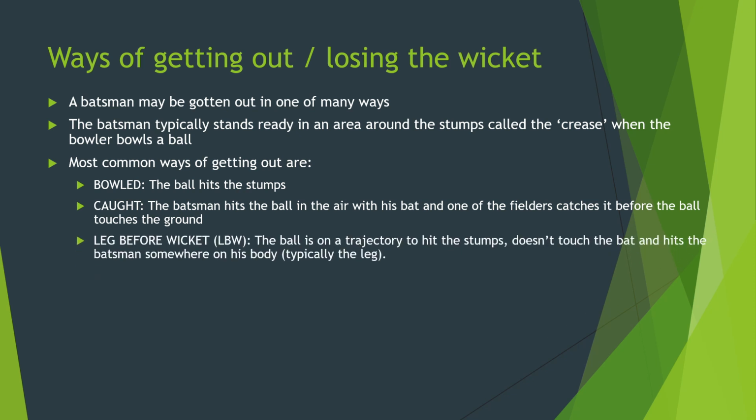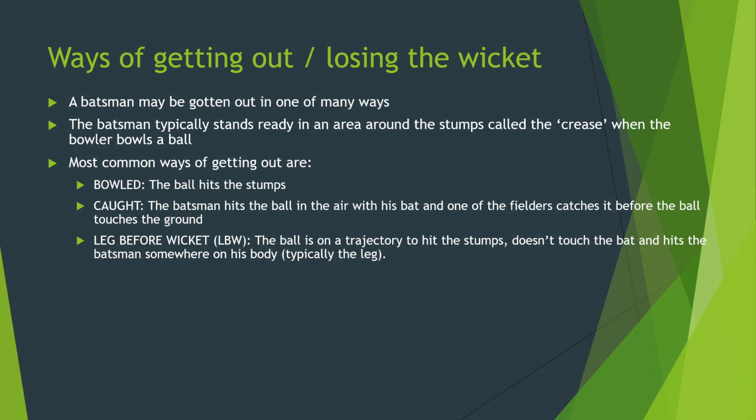The next one is a little bit complicated. It's called LBW, for leg before wicket. What this means is that if the ball is on the trajectory to hit the stumps, but hits the batsman somewhere on his body before it hits the bat, then the batsman is said to be out leg before wicket.